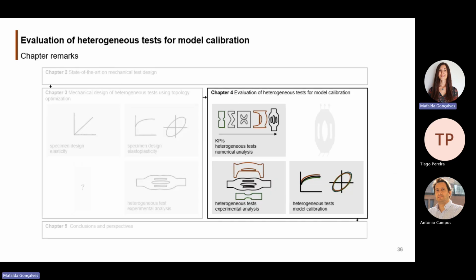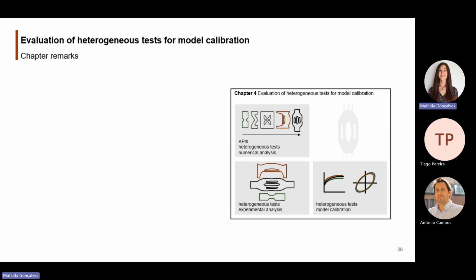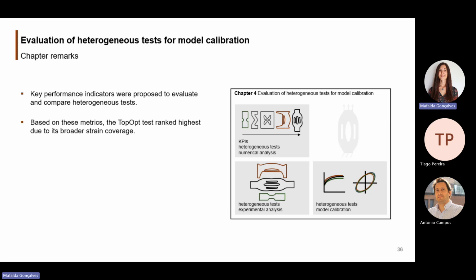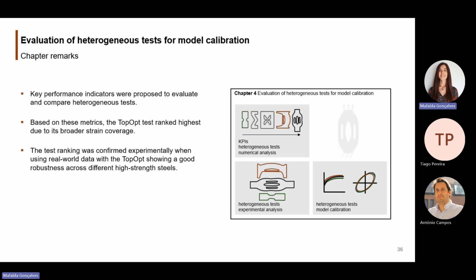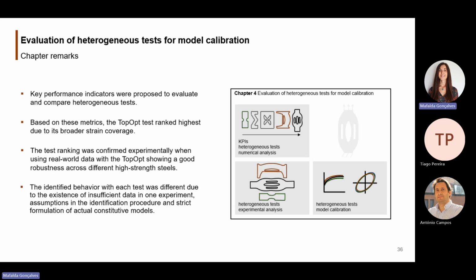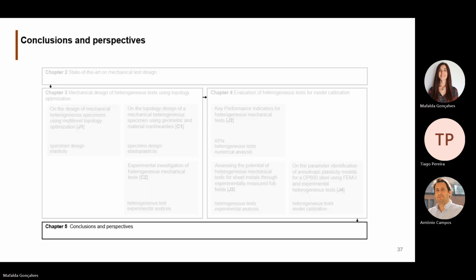At the end of this chapter, we can conclude that key performance indicators were proposed to evaluate and compare heterogeneous tests. Based on these metrics, the top-up test ranked highest due to its broader strain coverage. The test ranking was confirmed experimentally when using real-world data, and top-up showed good robustness across different high-strength steels. And the identified behavior with each test was different due to the existence of insufficient data from a single experiment, assumptions in the identification procedure, and also a strict formulation of the actual plasticity models.